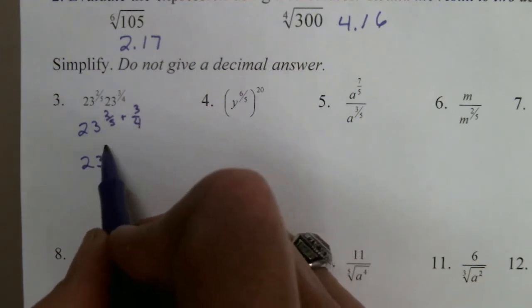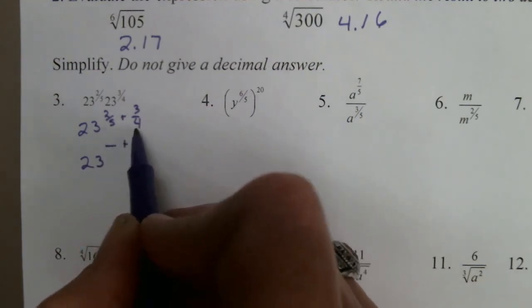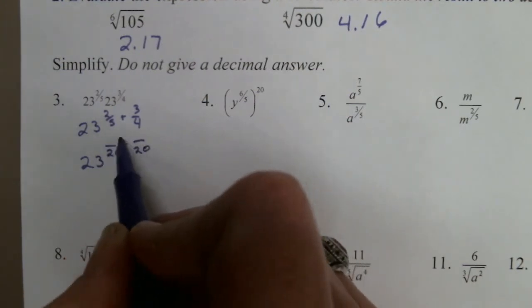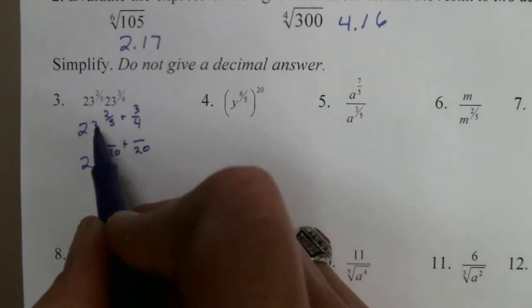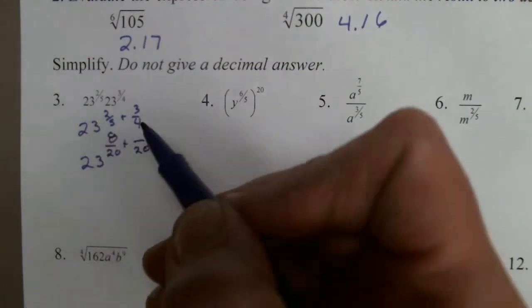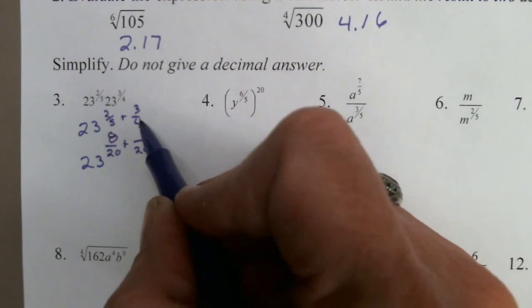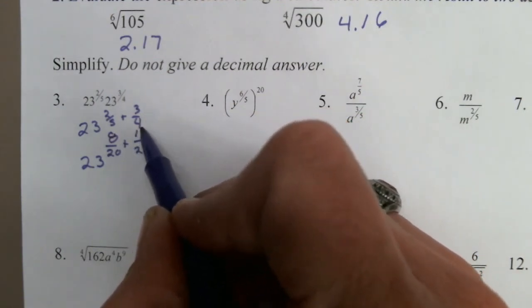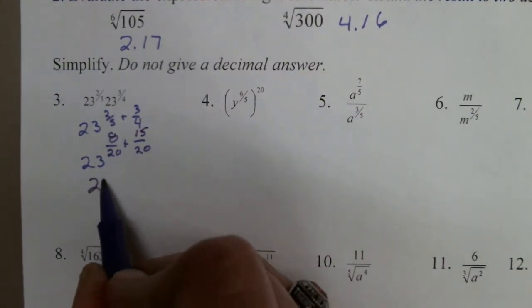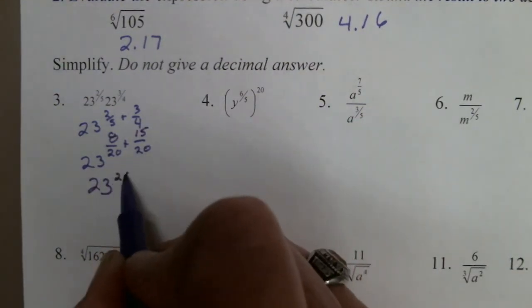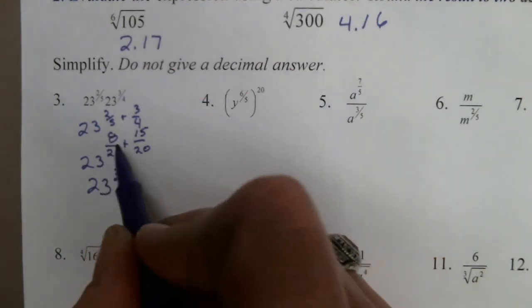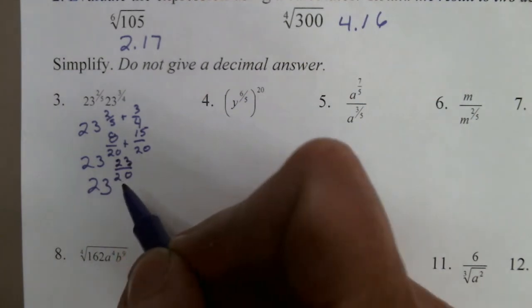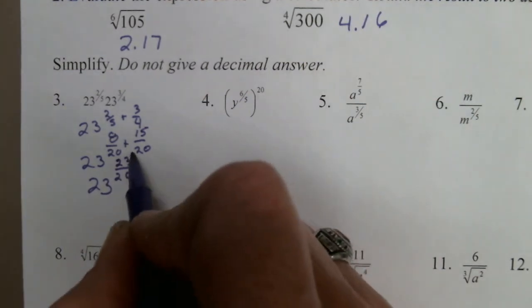They're fractions. The denominators are 5 and 4, so the common denominator is 20. Adjust the numerators: multiply the numerator by 4 to get 8 over 20. For the 3/4, 4 times 5 is 20, so 3 times 5 is the new numerator. So 23 is the base, the denominator is 20, and the numerator 8 plus 15 is 23. So we end up with 23 to the 23/20 power.